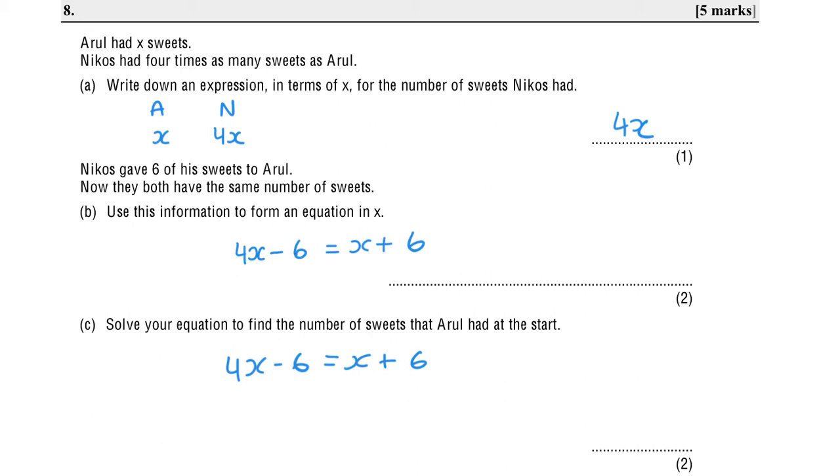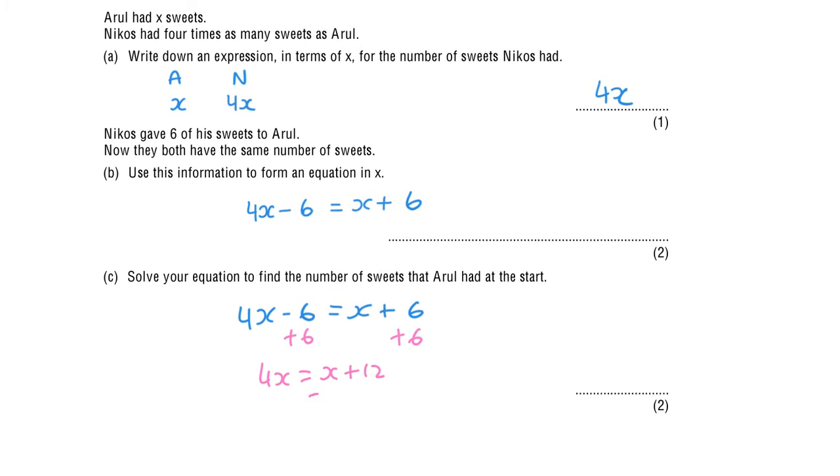So I'm going to add 6 to both sides. 4x equals x plus 12. Minus x from both sides. 3x equals 12. Divide both sides by 3. x equals 4. So that means Arul started with 4 sweets.